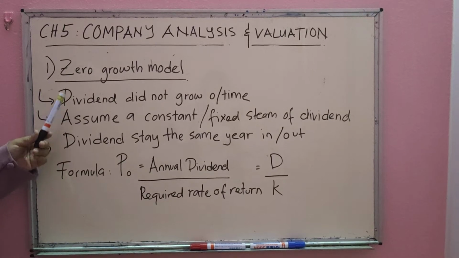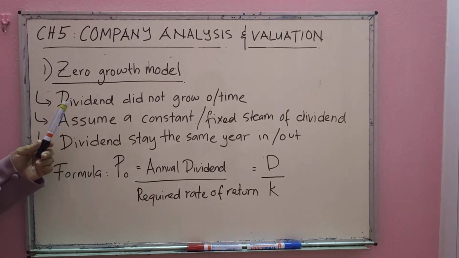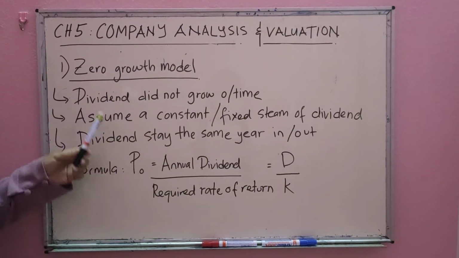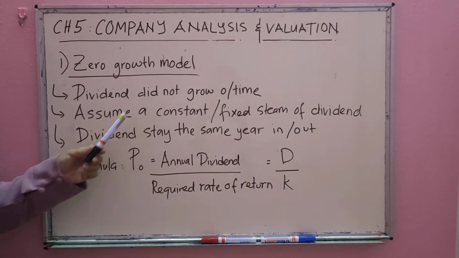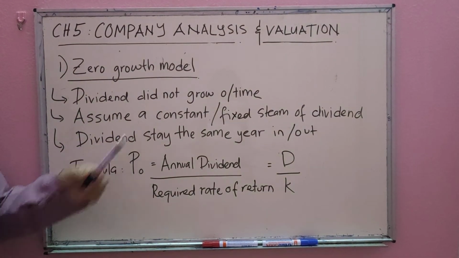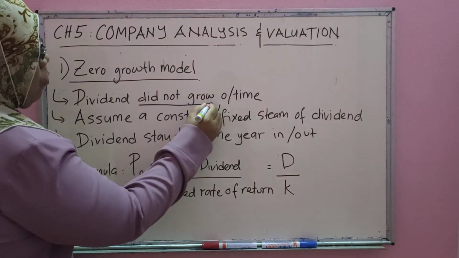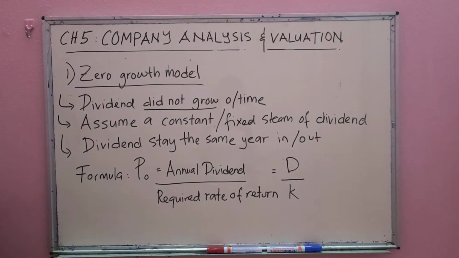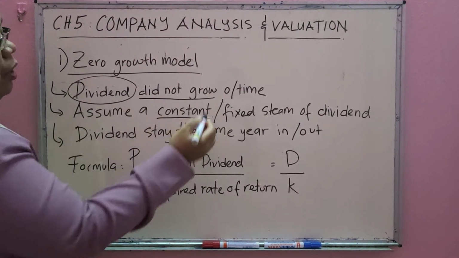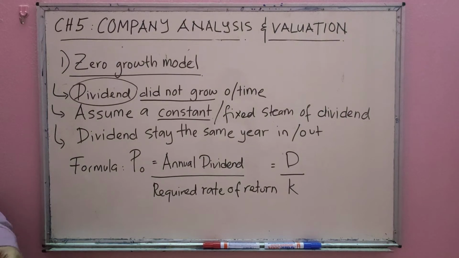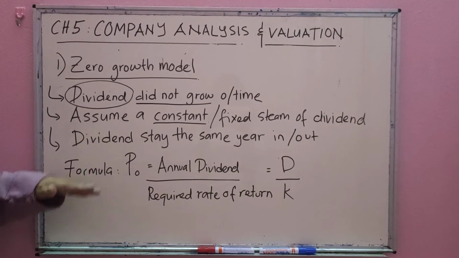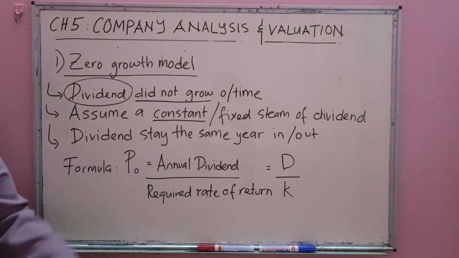Alright, let's focus on the first type of DVM. The first type we call the zero growth model. What is the meaning of a zero growth model? A zero growth model is whenever the dividend does not grow. It is stagnant. It's constant. The dividend is not growing over time. It's assumed to be a constant and fixed dividend, and what we can say is that the dividend will be the same throughout the years.